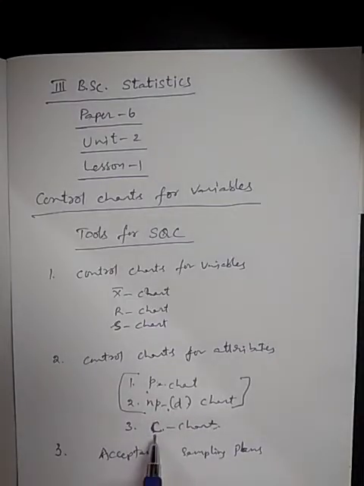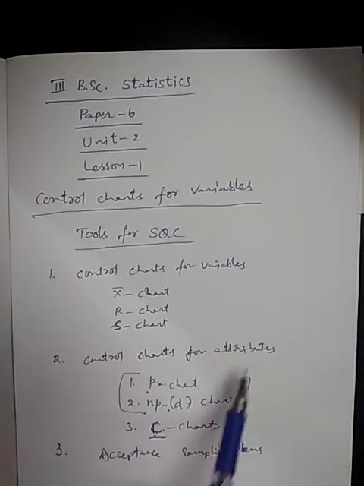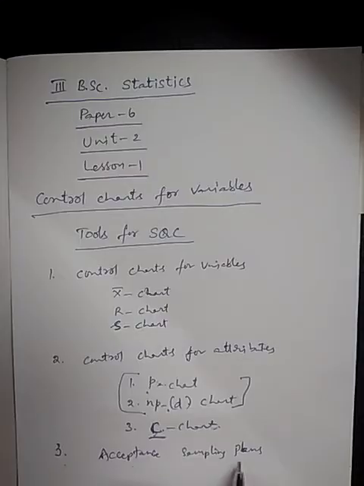Now another chart is number of defects per unit. This is a separate chart, though of course it comes under control charts for attributes. Third one, acceptance sampling plans. Now we discuss control charts for variables. This is today's topic.